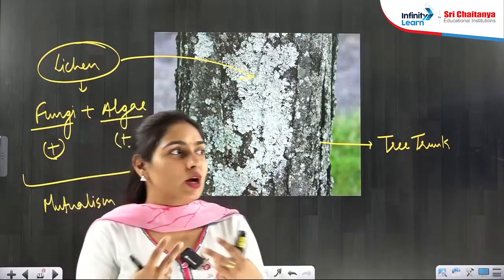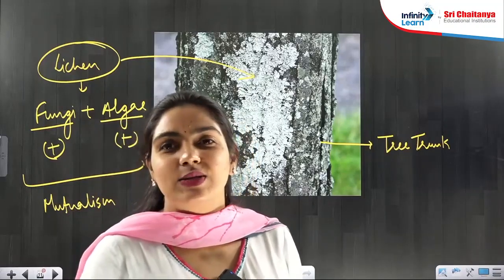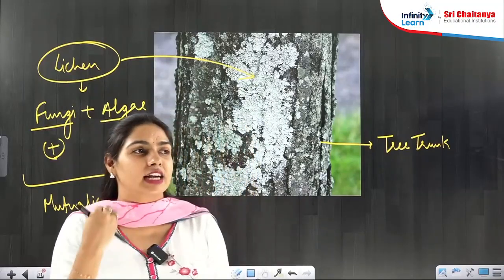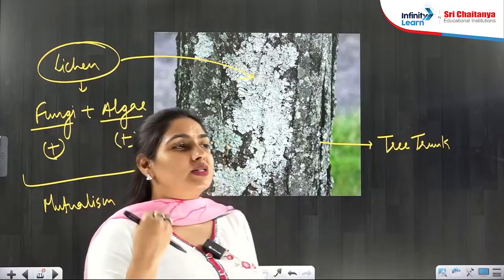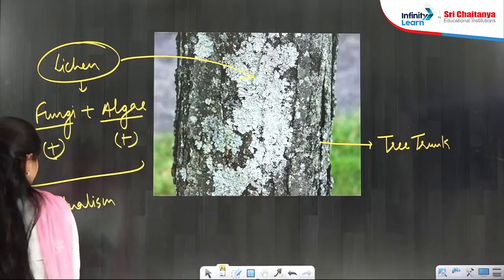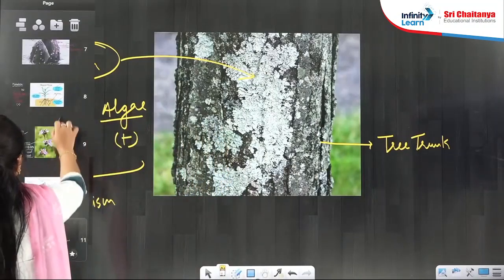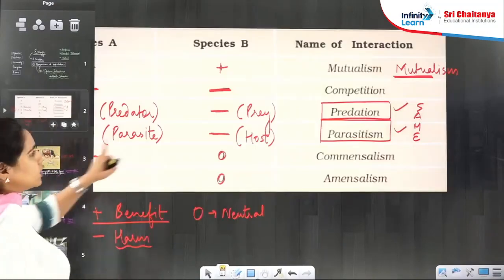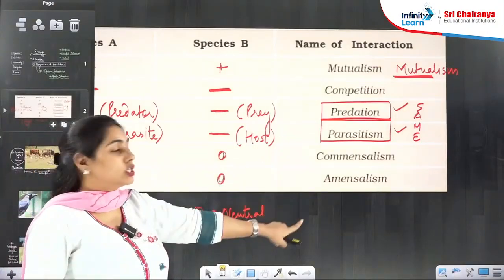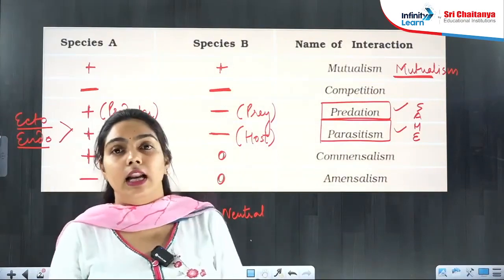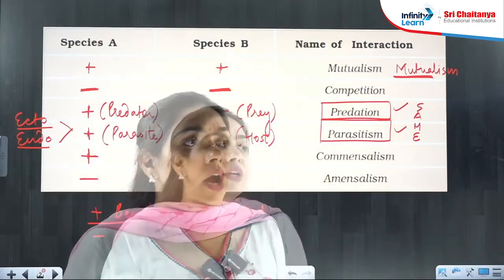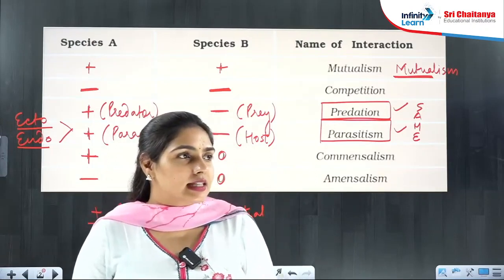I hope between us also there is mutualism. Yes or no? You are getting benefit, I am also getting benefit. Okay. So yes everyone, that was the end of the session. I have explained all these 6 population interactions with the help of examples. That is all for today's class.